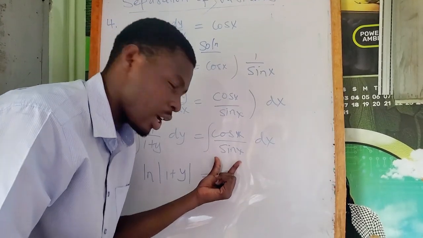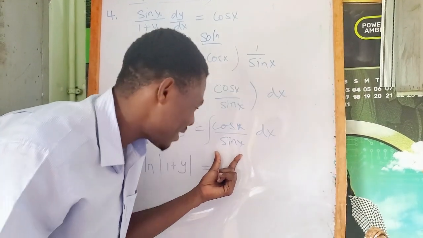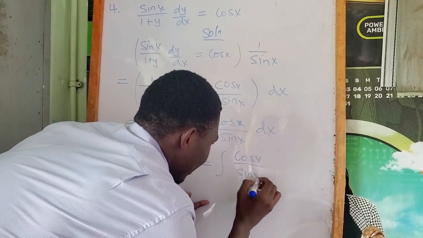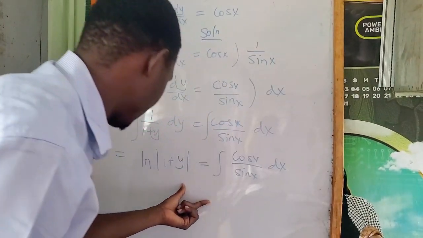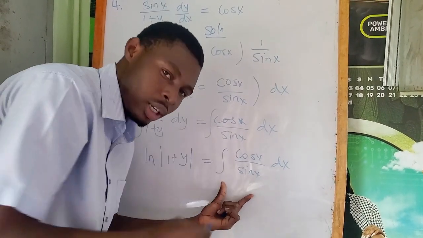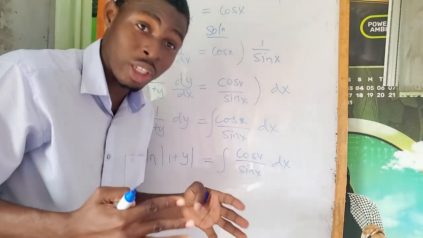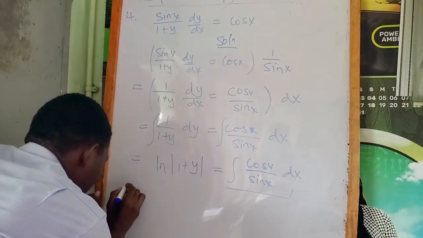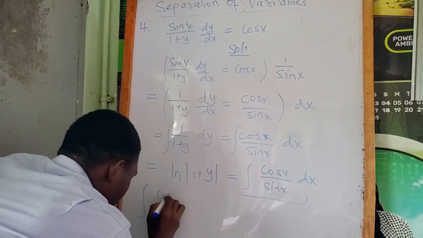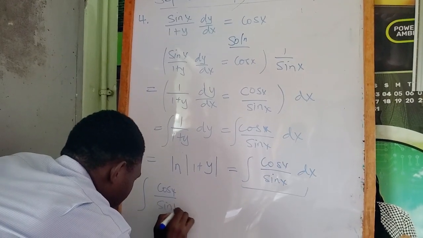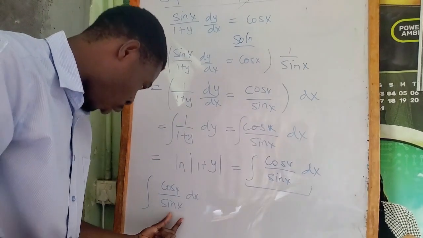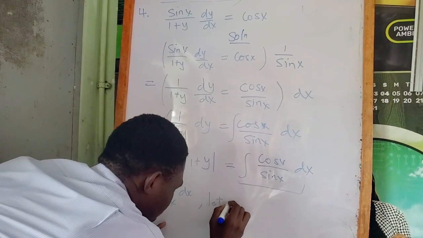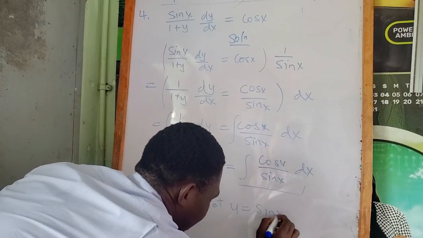This will be equal to, now let's take this with baby steps, the integral of cos x all over sine x dx. Okay, now I'm interested to solve this integral because it is looking complicated, but it is actually very easy. So let us consider this integral, the integral of cos x all over sine of x dx. Now I'm going to let u be equal to sine x. Let u equal sine x.